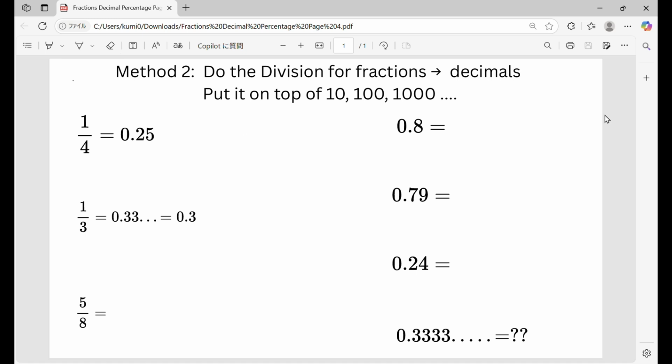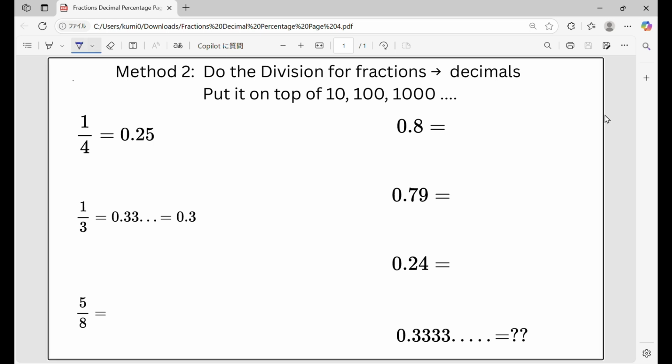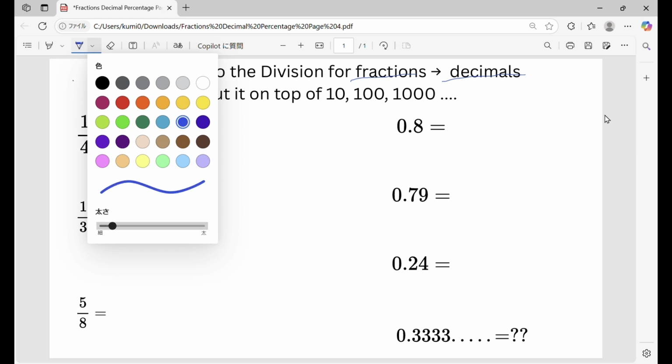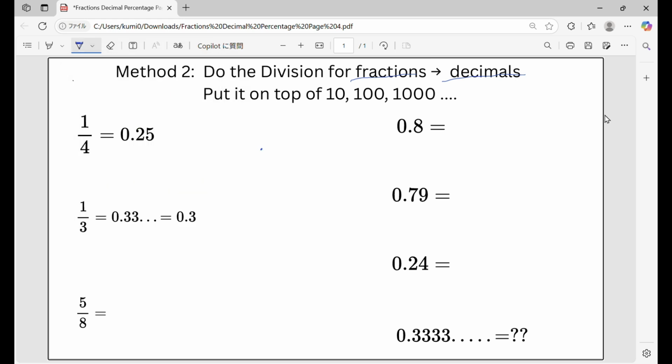Okay, method 2, conventional method. For fraction to decimal, just do the division, right? And for decimal to fraction, I forgot to write it. Put it on top of 10 or 100 or 1,000, or the powers of 10. I'll explain how to do that in a minute.